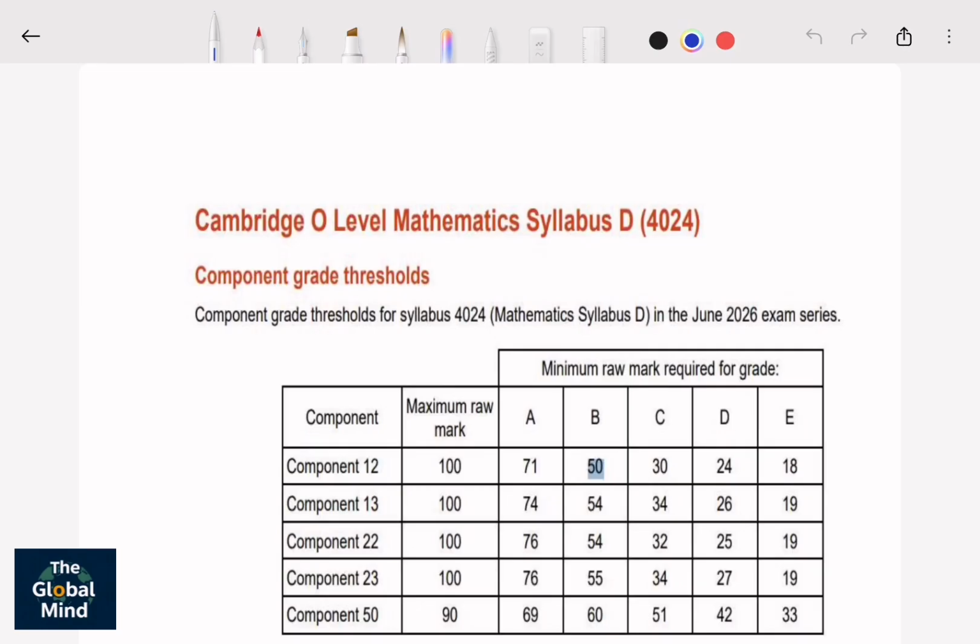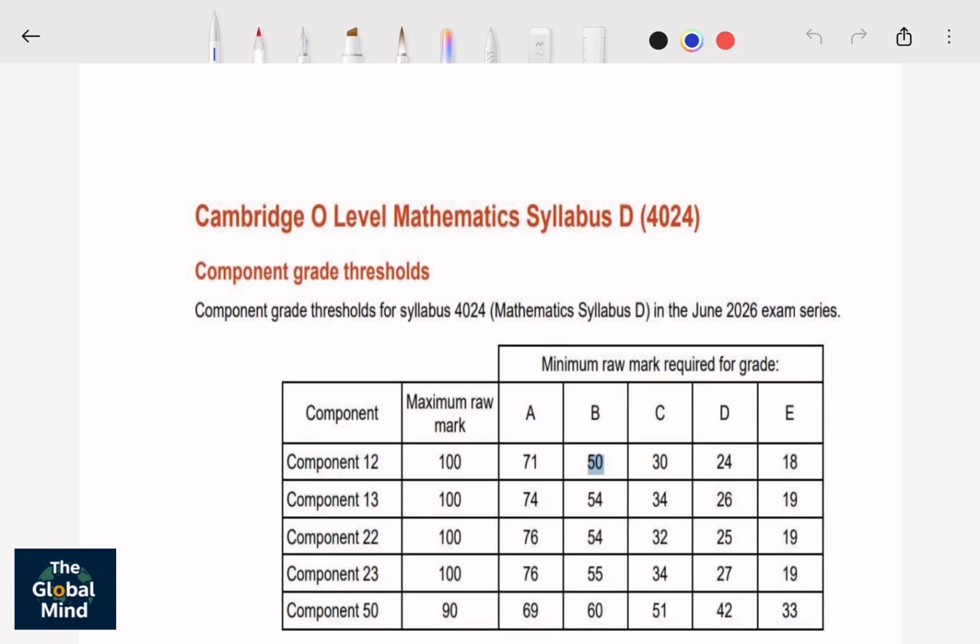All right, so guys, you can see now this table which is on the screen, and basically it shows component grade thresholds for Mathematics Syllabus D of the May-June 2026 examination, and it shows the minimum marks required to get a particular grade.